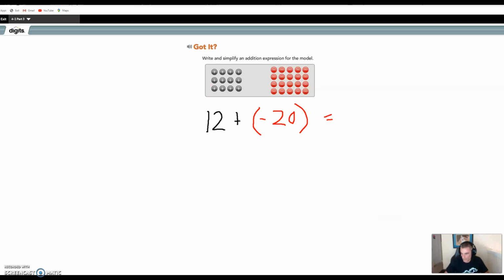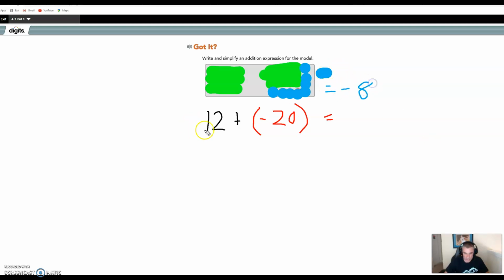Let's start crossing some stuff off. I cross off 4 positives, so I cross off 4 negatives. I cross off 4 more positives, so I cross off 4 more negatives. I cross off the last 4 positives, so I cross off 4 more negatives, and then I just look and see what I have left. I have 1, 2, 3, 4, 5, 6, 7, 8 negatives. I have 8 negatives, so that is equal to negative 8. So 12 plus negative 20 equals negative 8.